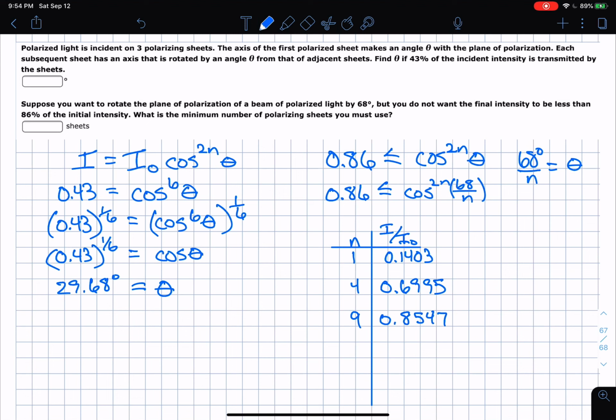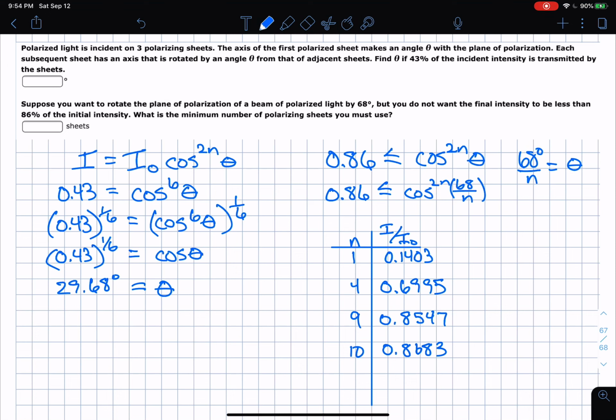I doubt that 10 is going to give me what I need, but let me just do it all the same. So 68 divided by 10 is 6.8. So I'm going to take the cosine of 6.8, which is 0.9929655. I'm going to raise that to the 20th power, and that works out to be 0.8683. Okay, so the correct answer here is I need 10 sheets. So this is trial and error.